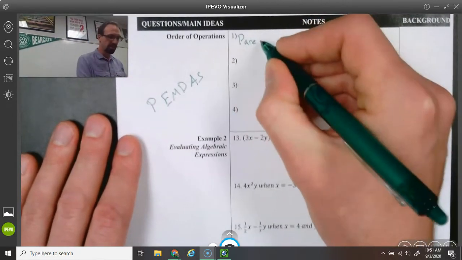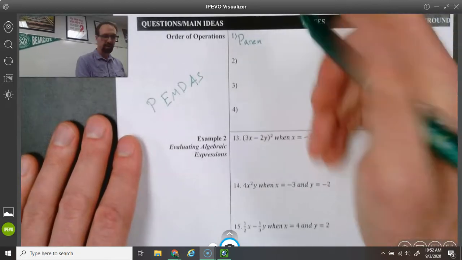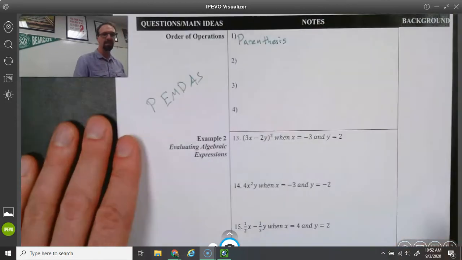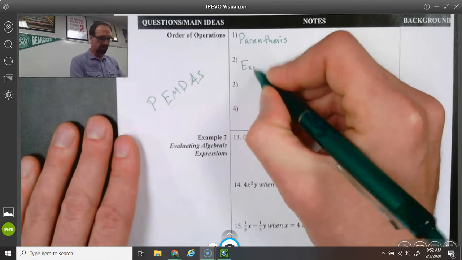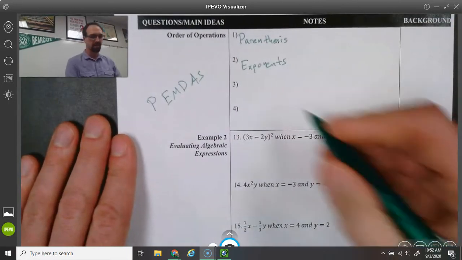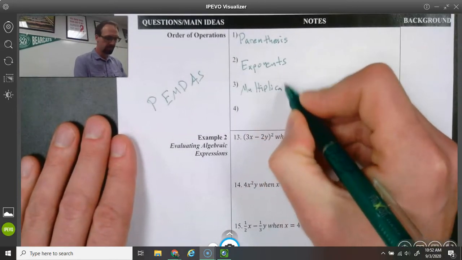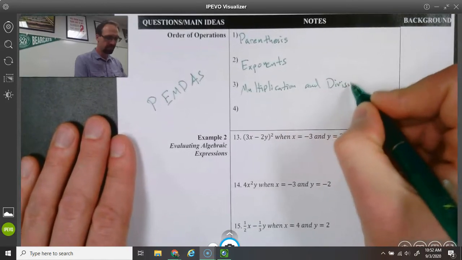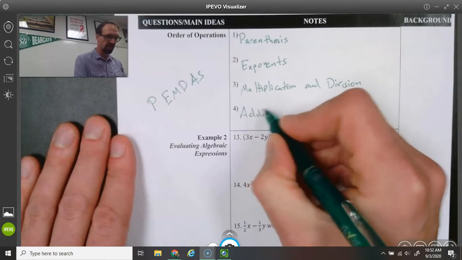So first we do parentheses. And then second is exponents. Third, we do multiplication and division from left to right. And then number 4, we do addition and subtraction, also from left to right.